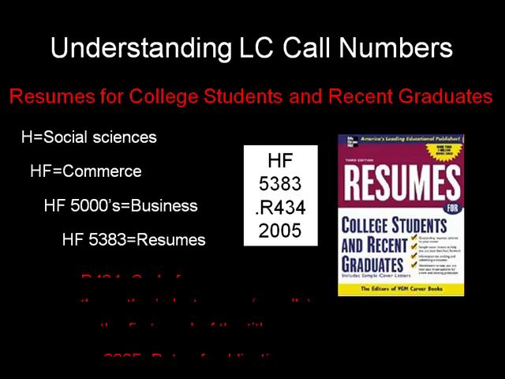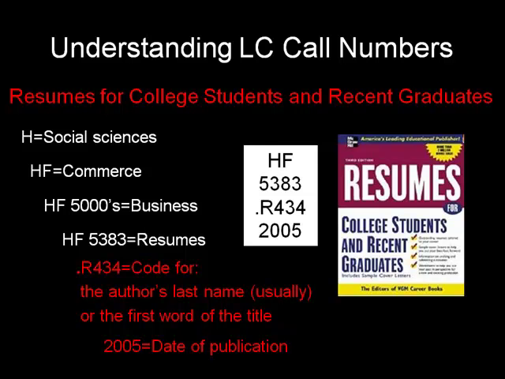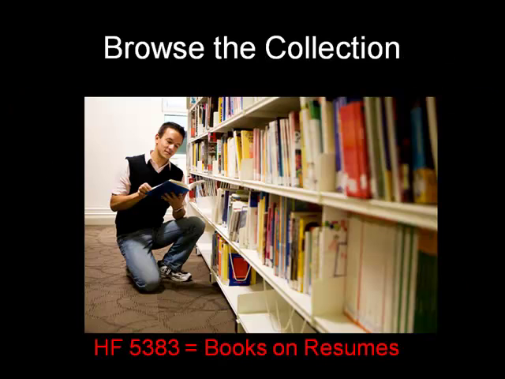The remainder of the call number for this book, .R4342005, is usually a code for the last name of the author, the first word of the title. This is followed by the date of publication of the book. It's these last two pieces of information that make the call number a unique address for the book. If the library has other books on resumes, all with the number HF5383, they'll be subarranged on the shelf by the author's last name.